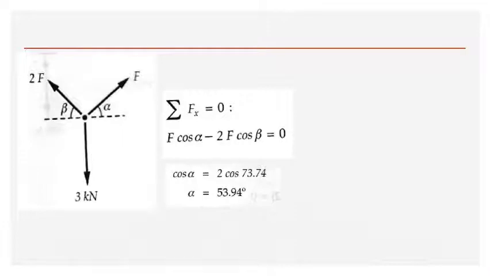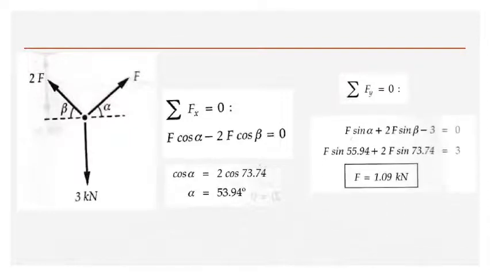Next, sigma Fy is 0. Apply that condition. So substitute all the y components, the vertical components, that is F sine alpha plus 2F sine beta minus 3 is equal to 0. So we know alpha now. Substitute, and you get the force F as 1.09 kilonewton.